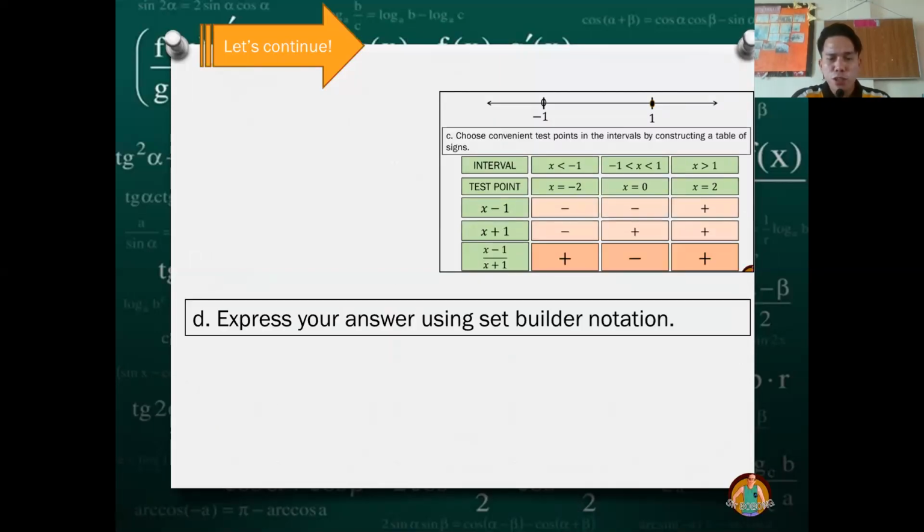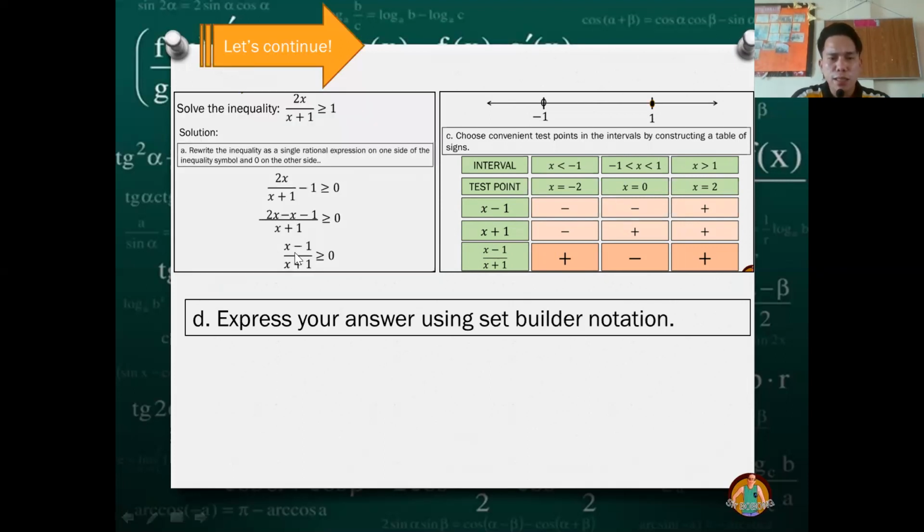Letter D, express your answer using set builder notation. Okay? So, sa paggawa na ng final answer, magbe-base tayo sa ating final equation. Our equation kasi is x minus 1 over x plus 1 where it is greater than or equal to 0. So yung titingnan natin is yung inequality symbol that is greater than or equal to 0. So when we say greater than or equal to 0, ano dapat yung kanyang sign? Okay, ano dapat yung sign ng number which will say that it is greater than or equal to 0, is positive or negative.